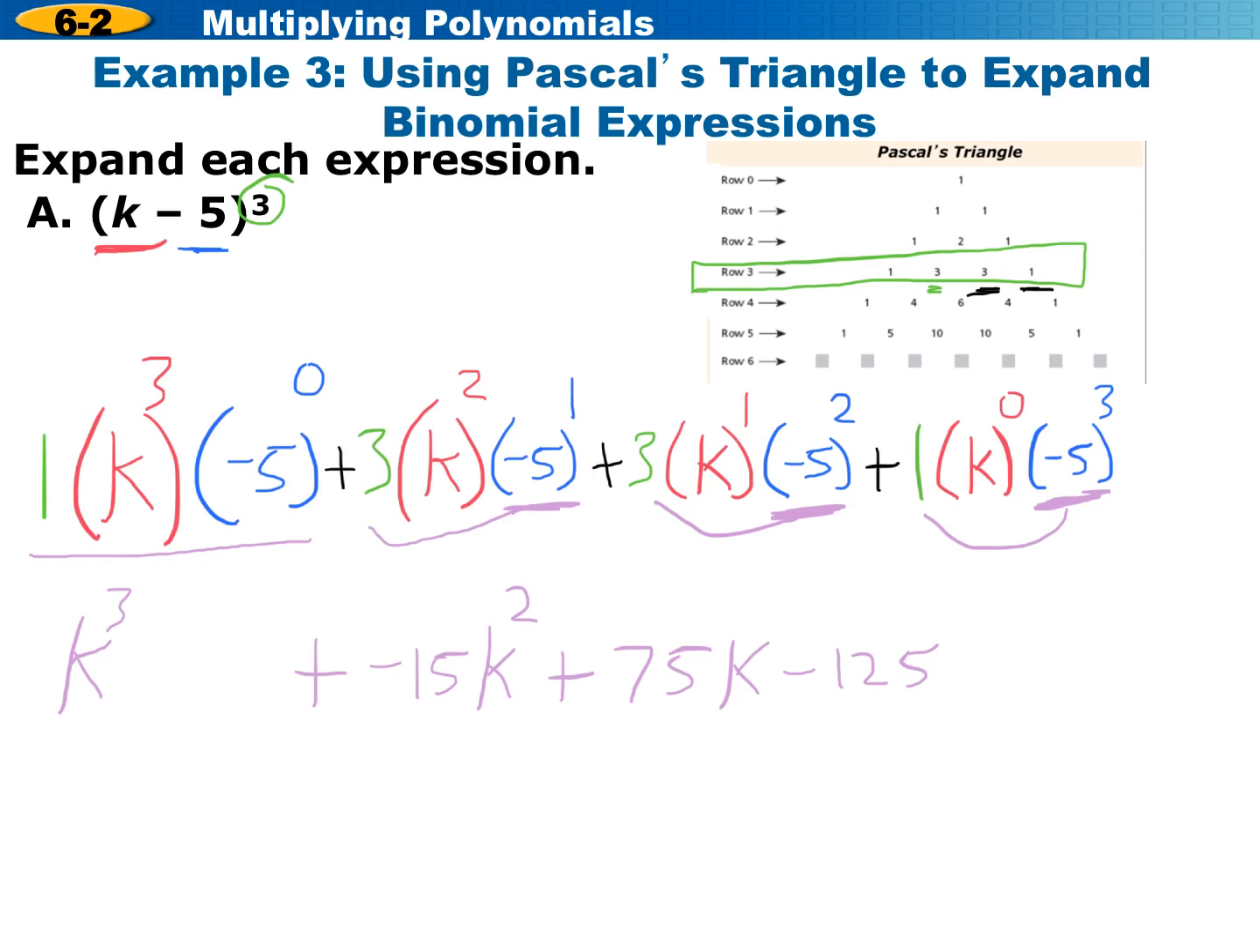So there it is. Your final answer is k to the third. Now here I don't need the plus and negative. I can just go minus 15k squared plus 75k minus 125. So there's my final answer using the shortcut.